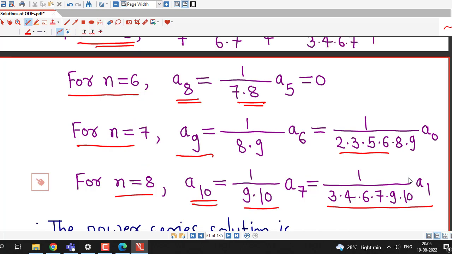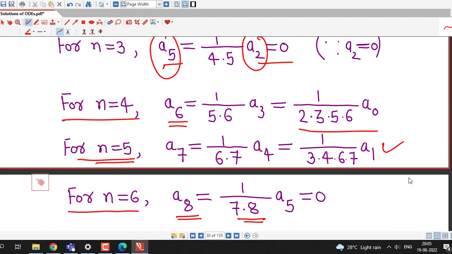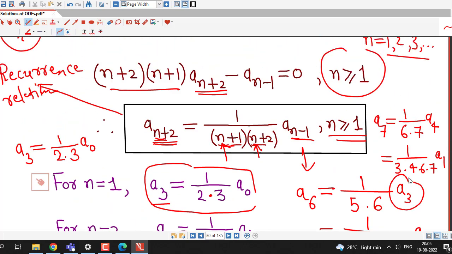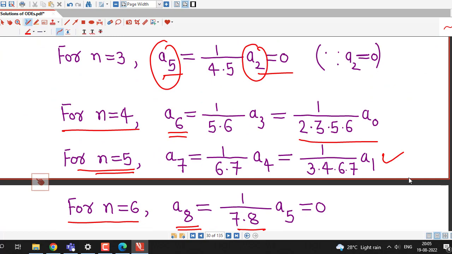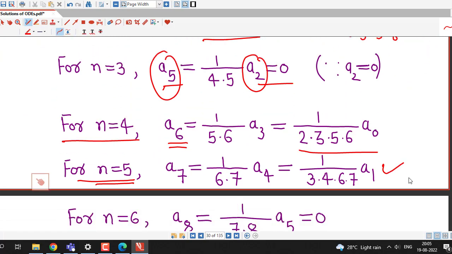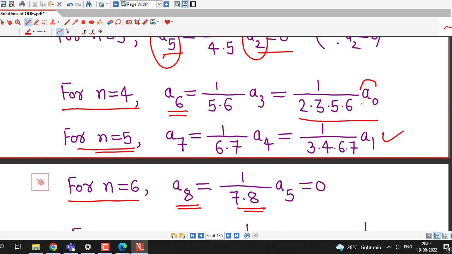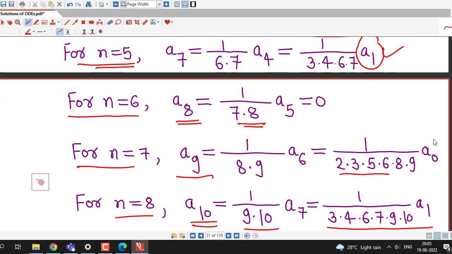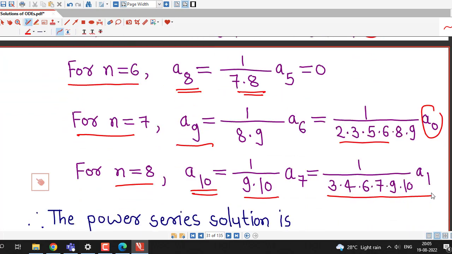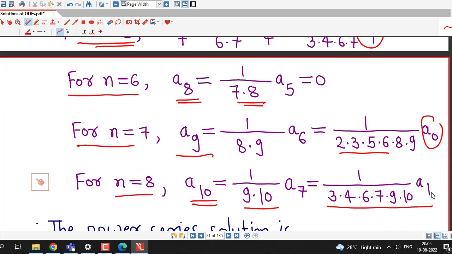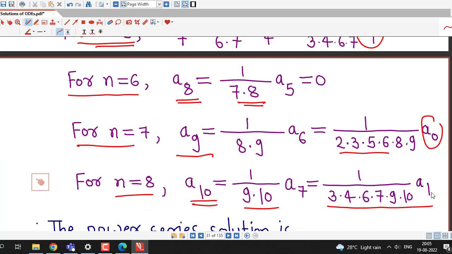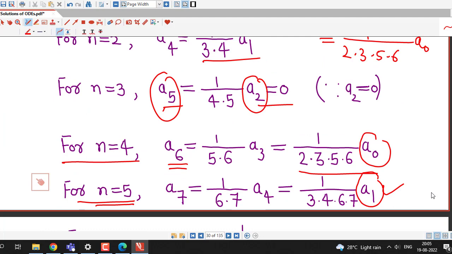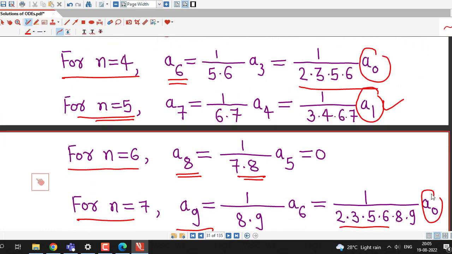So I have found these an for particular values of n, and I find that every constant is expressed in terms of these two constants, a0 and a1. All the constants are in terms of a0 and a1. So you should find some of the constants. If you are getting some constants 0, then you should try for more values of n. Here I find that a2 is 0 and a5 is 0.